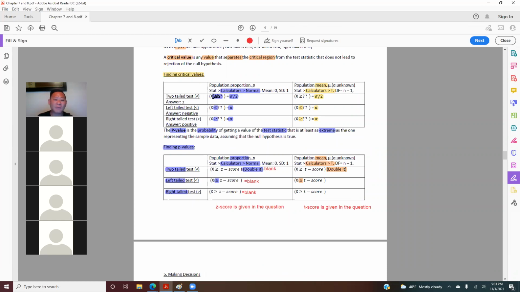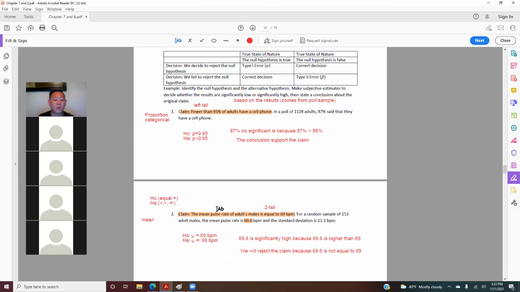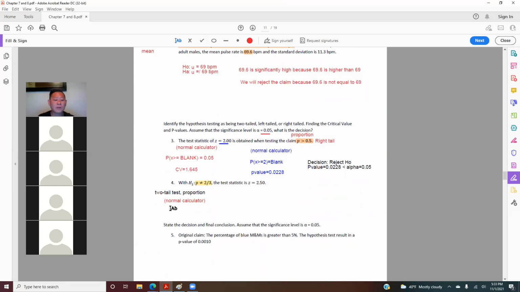So in this case, we have to use P(X ≥ blank) = alpha over 2. So this is your critical value. Your critical value is where you take P(X ≥ blank). Blank is where your answer is. This is equal to alpha over 2. And alpha in this case is 0.05.